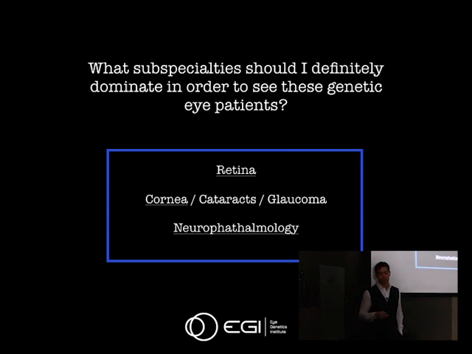So we have to have a full understanding of those five subspecialties, so that we can perform well, and so that we can see and understand all the conditions that will appear to us in the eye genetics clinic.